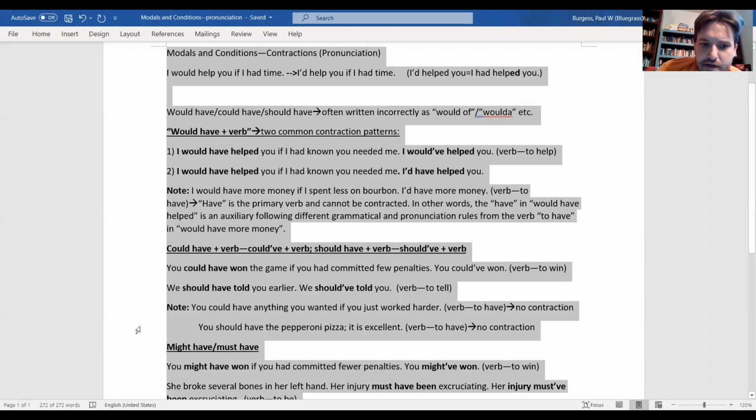Now look at my note here on could and on should. You could have anything you wanted if you just worked harder. Here, have is the verb. We're talking about having something. It's not auxiliary, so we must pronounce it as have. You could have anything. Same with should next. You should have the pepperoni pizza. It's excellent. Have is actually the verb.